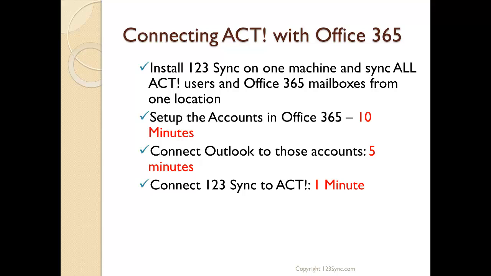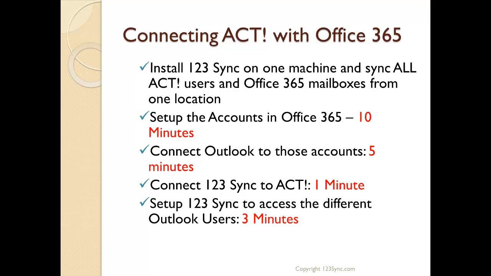And then you can connect 123Sync to ACT. It takes 1 minute. And then you set up 123Sync to access all the different Outlook users. In our case, for 3 users, we set up in 3 minutes, so 1 minute per user to just put in the name and then the username and password. And then, of course, we run 123Sync for all the users interactively. The next step would be to run 123Sync in the background once you run it a couple of times with the Exchange server or with Office 365.